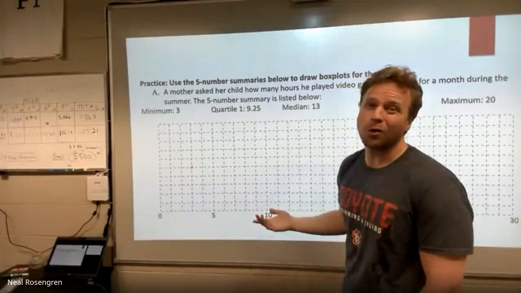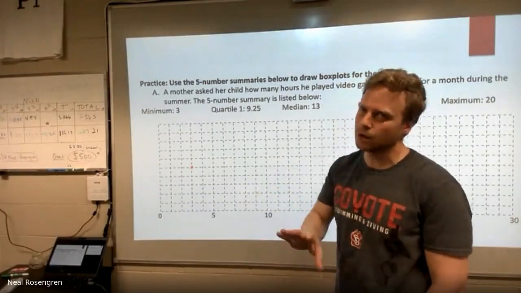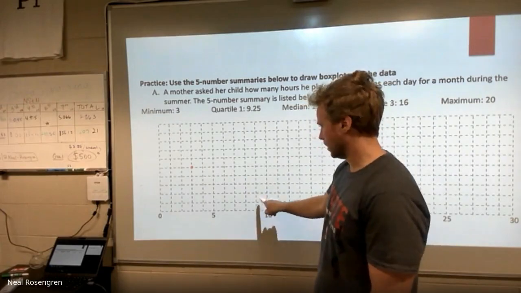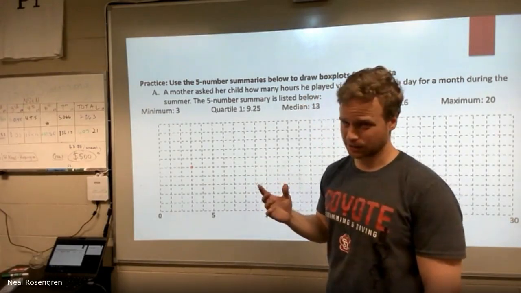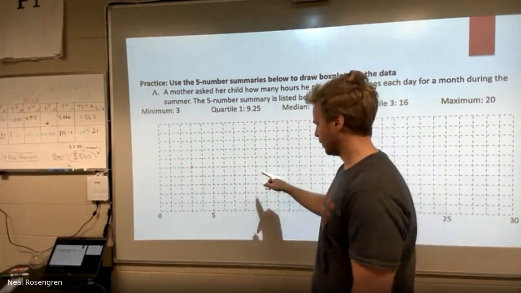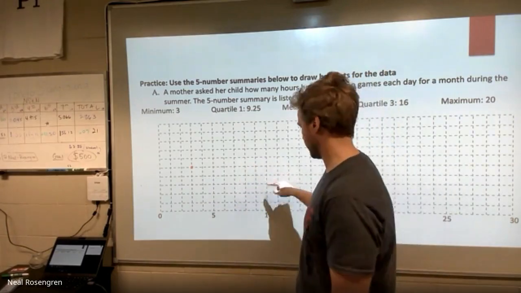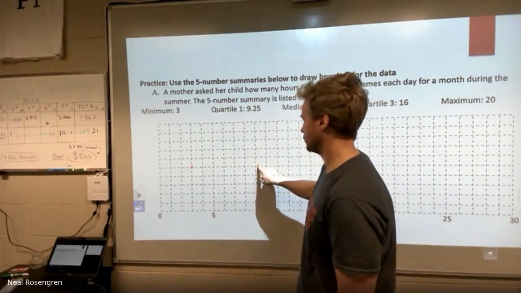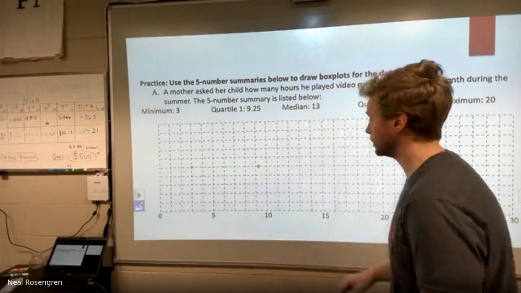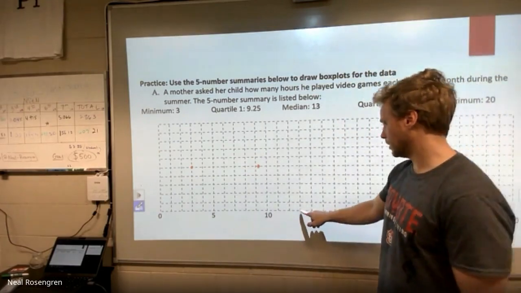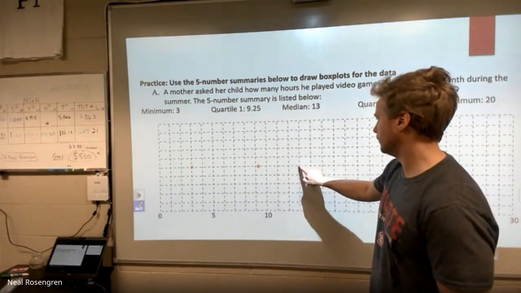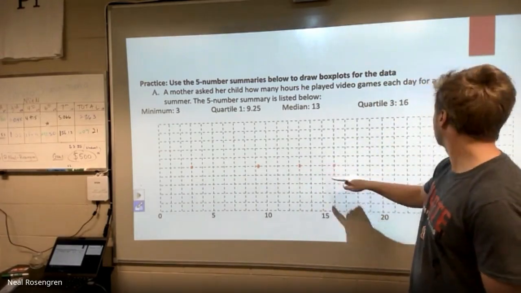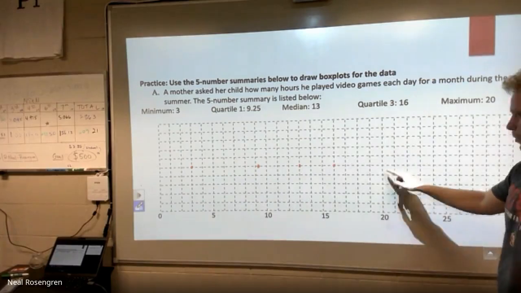Q1 is 9 1/4. So I can't really draw it perfectly, but I can try to be as best I can. So there's 9 and there's 10. Well, I don't want to be halfway into that box because that's 9 1/2. I want to be 1/4 of the way into the box as best I can. So I'll put a point right here-ish. Don't stress trying to be exactly perfect, but do the best you can. Median at 13. So middle is 13. 16 for Q3. And then the maximum is 20.